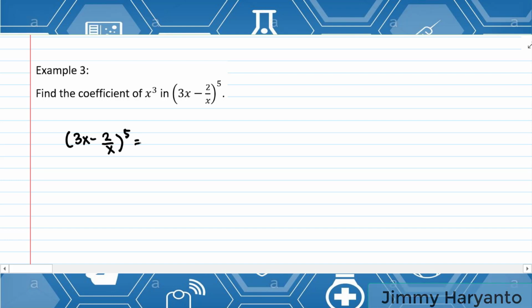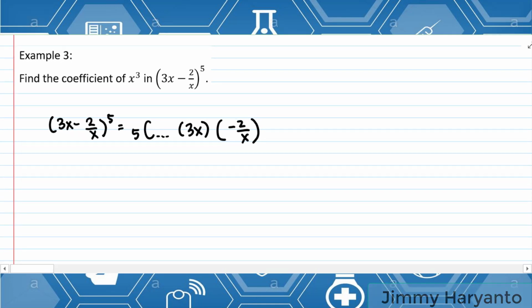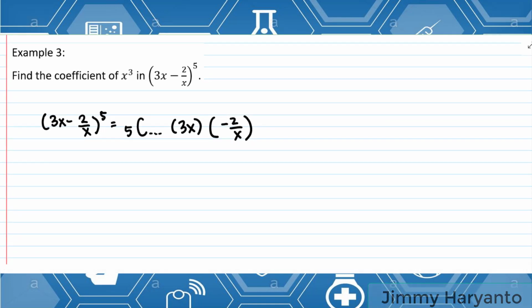So I will have (3 minus 2 over x) to the power of 5. So we know that we have to write 5 C something first, and then write the first term, and the second term 2 over x, and then we have to guess what the powers are. I will teach you by using the guessing method first. We know that this part and this part, the sum should be 5 because the power is 5. So I think I can write 3 and 2 right here, maybe 4 and 1, maybe 1 and 4, maybe 2 and 3.